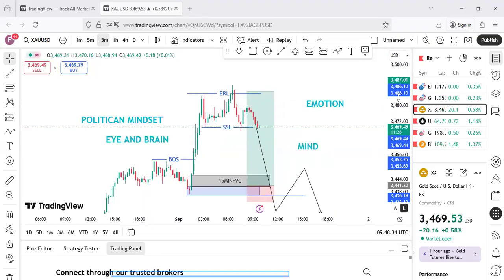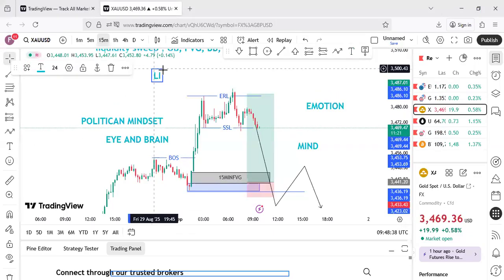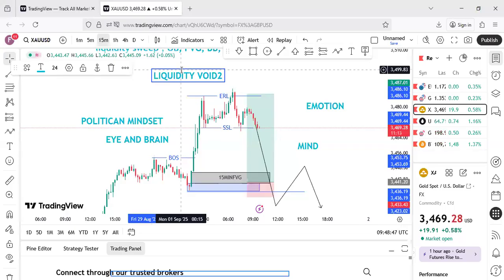Now, we want to talk about liquidity void. That's the reason why we're here. I want to tell you the difference between liquidity void and fair value gap so that if you see it, you can differentiate it all by yourself without anybody guiding you.